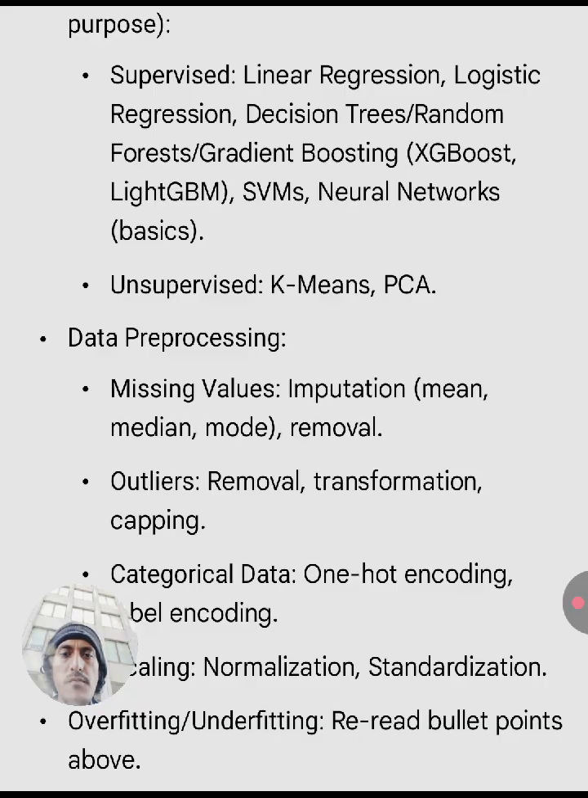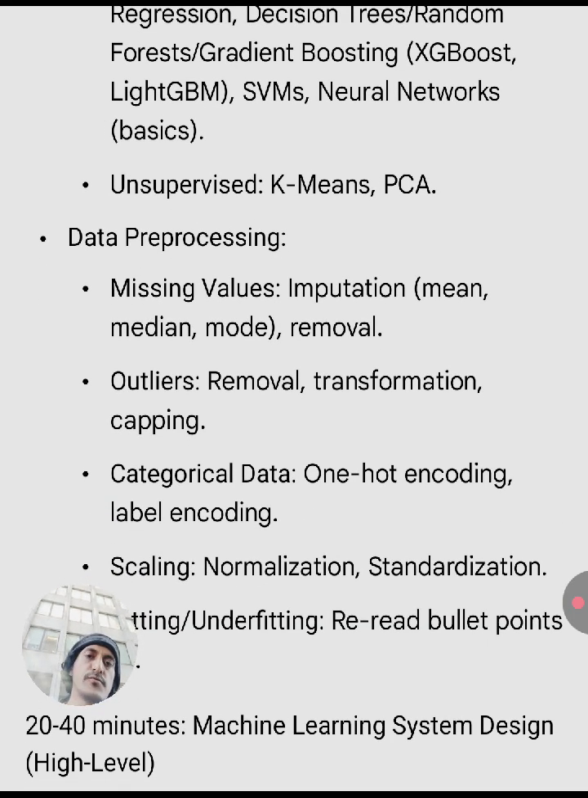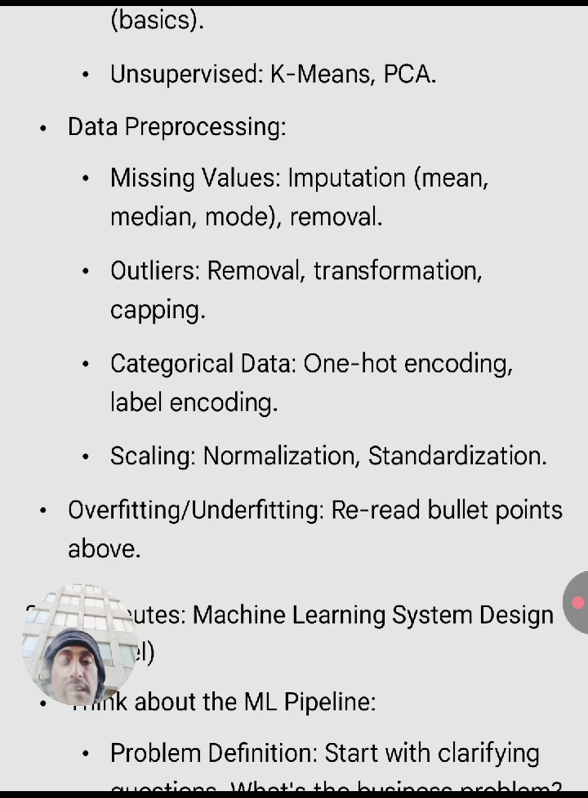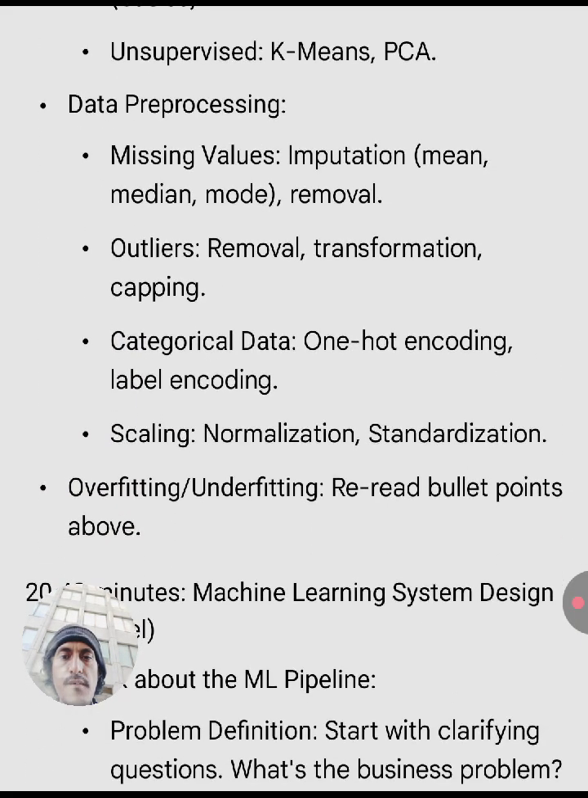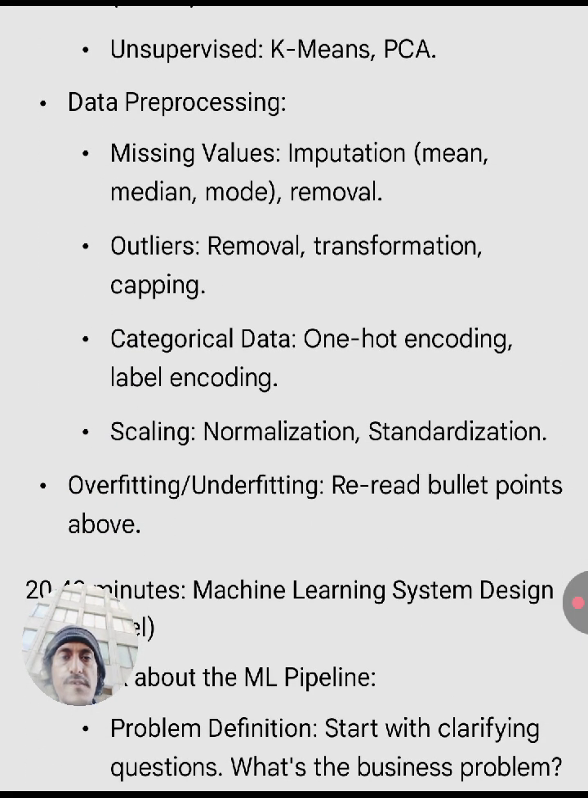Data processing: we have missing values, how to deal with missing values, imputation, mean, median, mode, removal. Then outliers, for instance, removal, transformation, capping. Then categorical data, how to encode it, one-hot encoding, label encoding. Then scaling, how to scale the data to prepare it to feed into whatever network or classifier we are using. So we have normalization and standardization options.